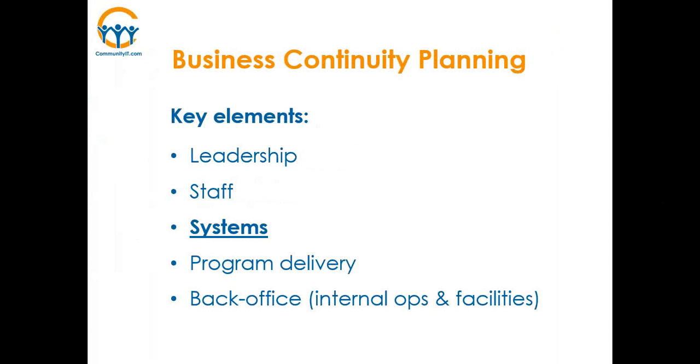As I mentioned, in the business continuity planning process there are key elements around leadership, the staff, the systems, which is what we'll dig into a little bit on the disaster recovery side of things, program delivery, and then the back office, internal operations and facilities. So again, business continuity is often driven by the board.